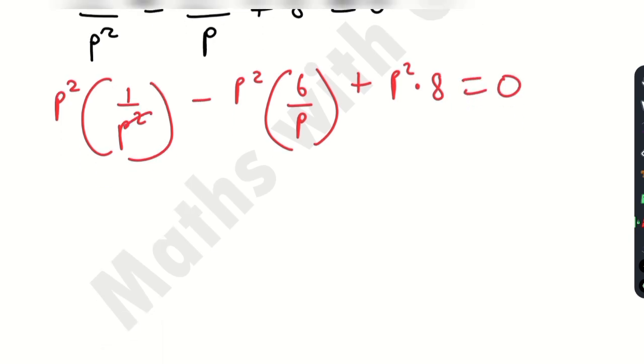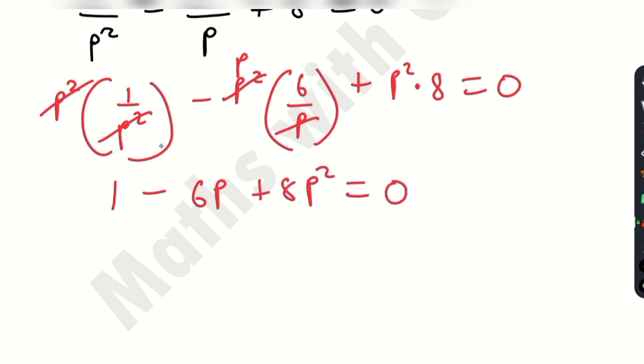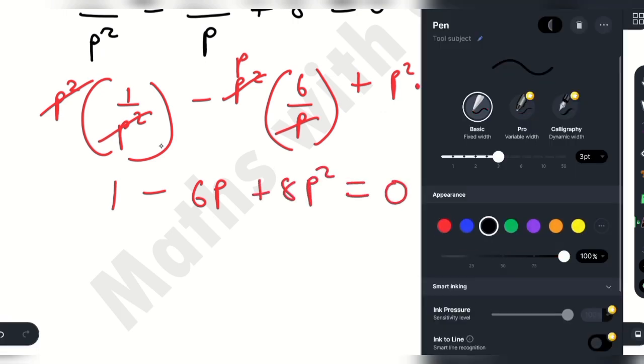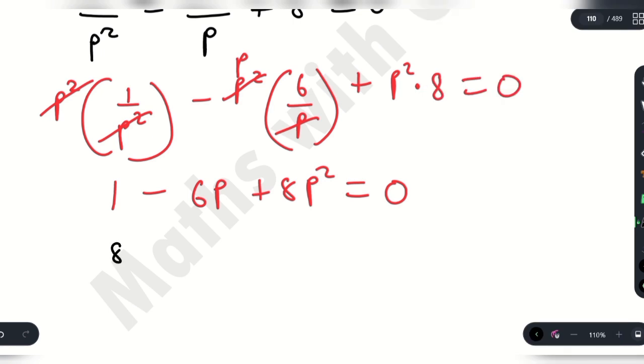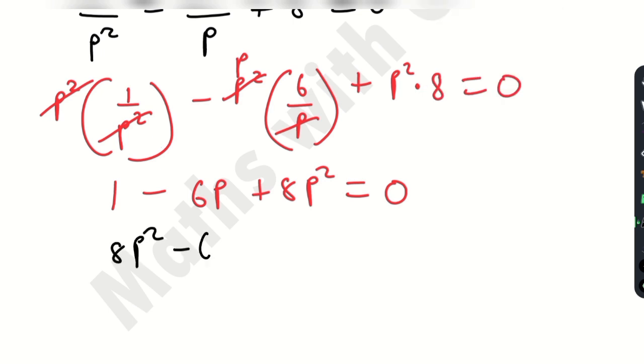Now what's this? p squared cancels p squared, you have 1, then minus. p will cancel one of the p here, so you have p remaining, and p times 6 is 6p. Then what about this? 8 times p squared is 8p squared. This is equal to 0. So let's rearrange the terms. I'm going to have 8p squared minus 6p plus 1 is equal to 0.